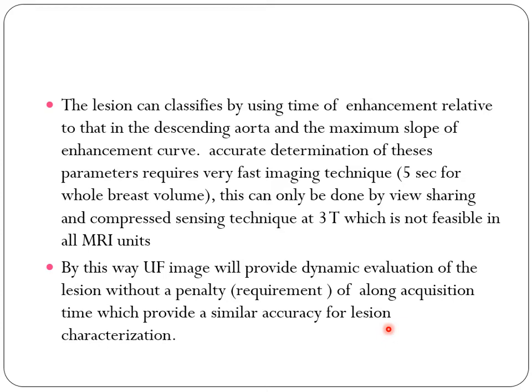The lesion can be classified by using the time of enhancement relative to that in the descending aorta, and the maximum slope of the enhancement curve is used for the dynamic evaluation. An accurate determination of these parameters requires a very fast imaging technique, 5 seconds for the whole breast volume. This can only be done by view sharing and compressed sensing techniques at 3 Tesla, which is not feasible in all MRI units.